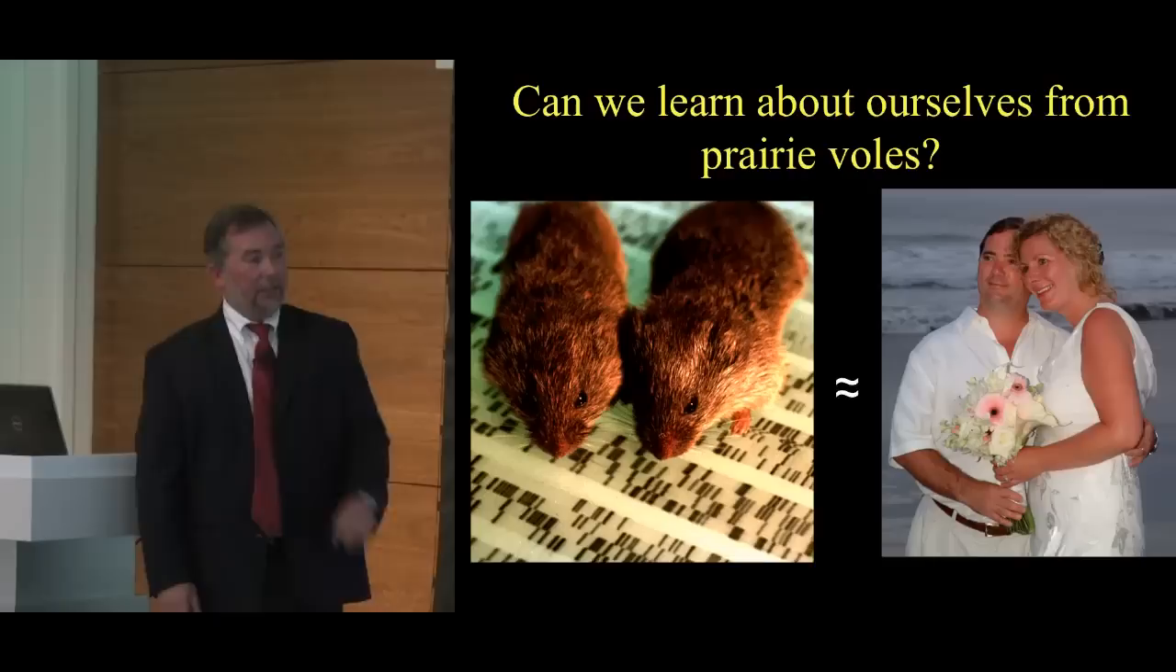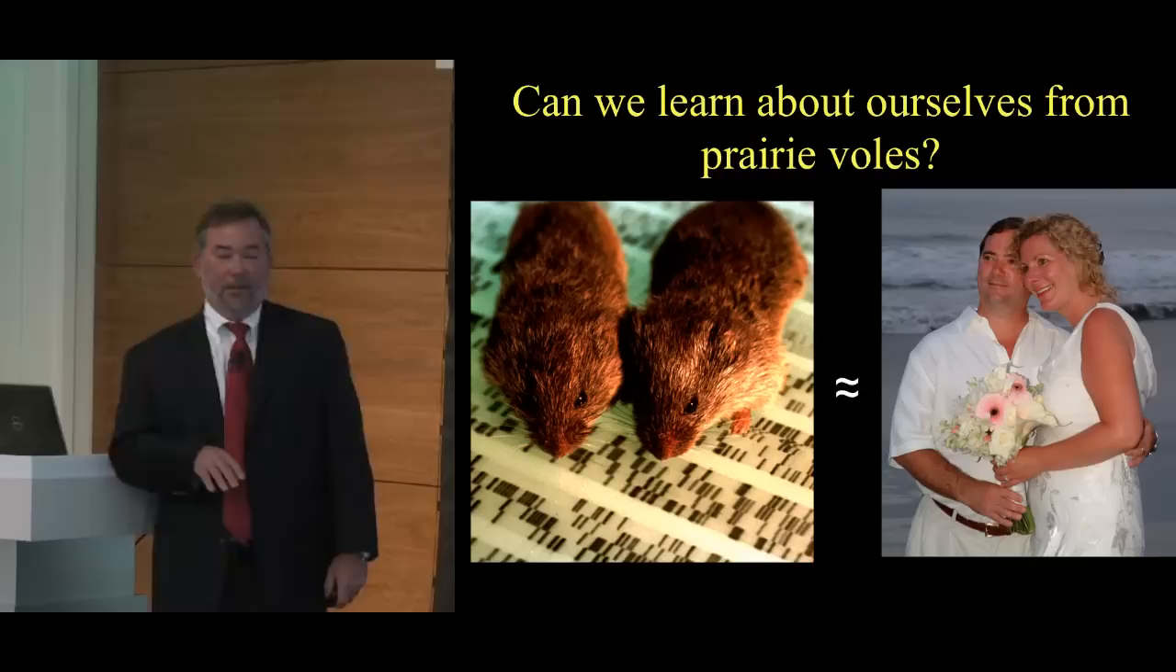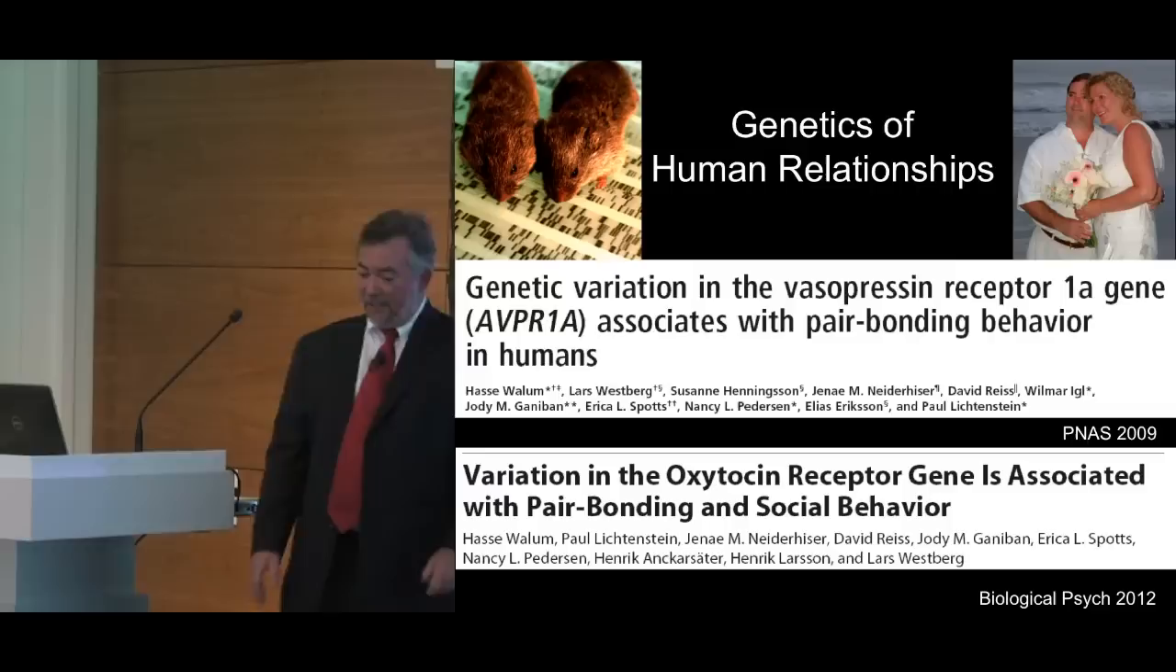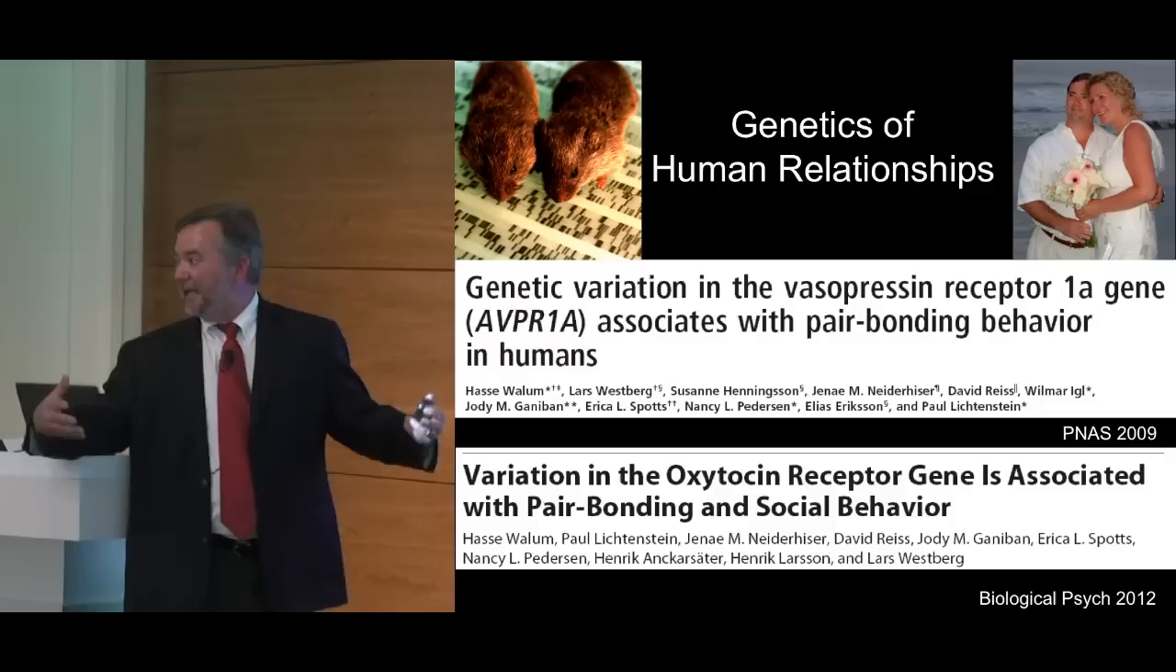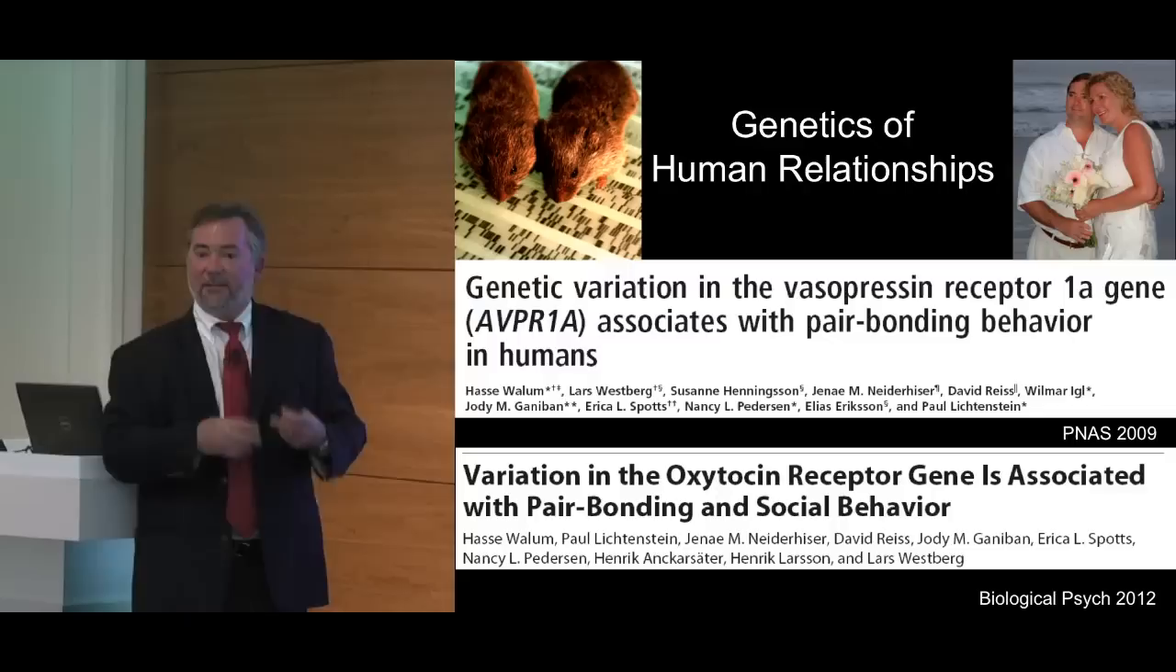So now I just want to quickly turn to talk about the relevance of what we've learned in the voles to humans. Are similar kinds of things going on? These are a couple of studies that were done by Hasse Walum, who's now a postdoc in my laboratory, but he did these studies while he was in Sweden, looking at people in live-in relationships. So he was looking at pair bonding in humans, and he looked at the vasopressin receptor and the microsatellite in front of the vasopressin receptor in humans, and found exactly the same thing that we found in prairie voles.